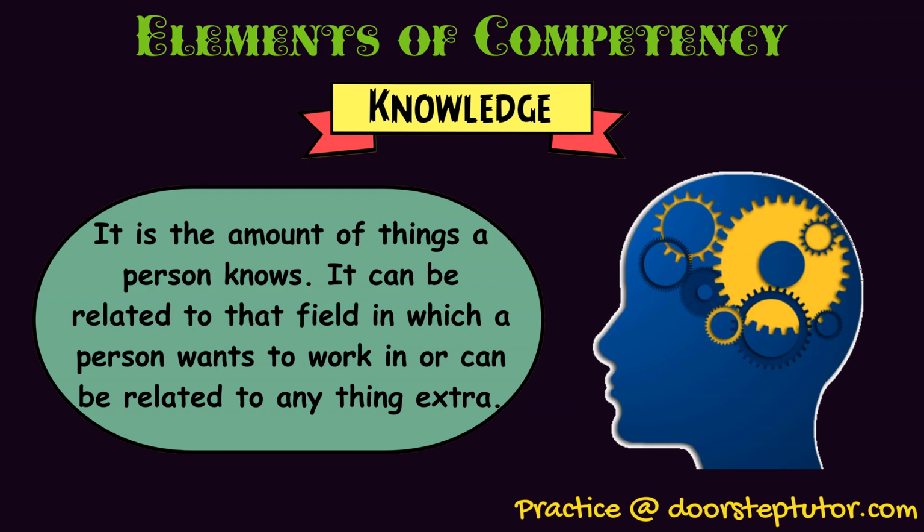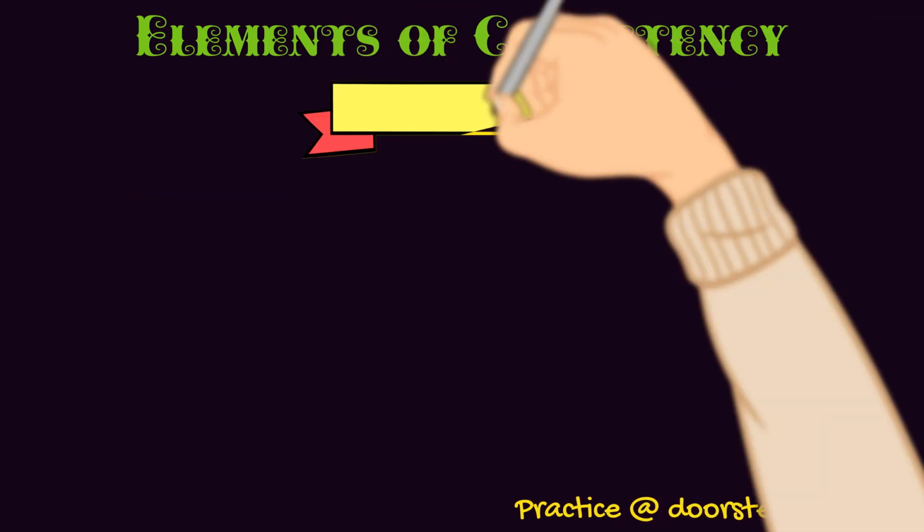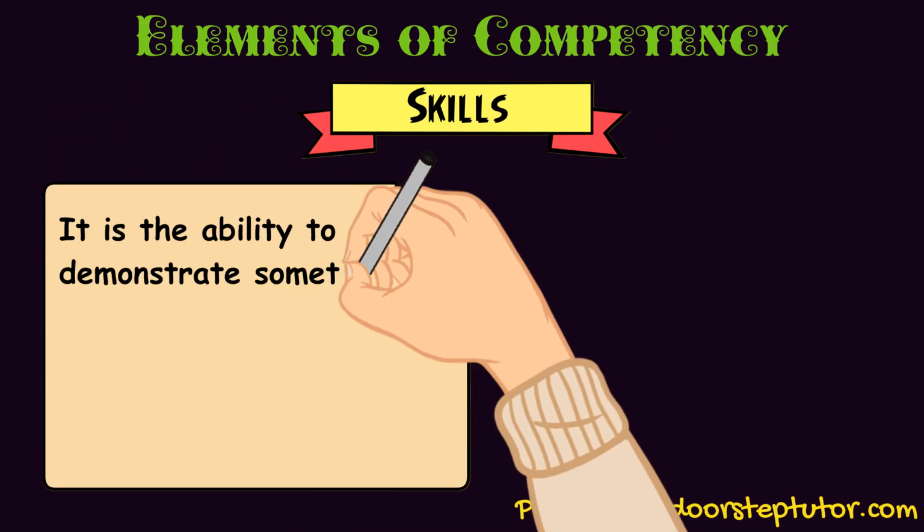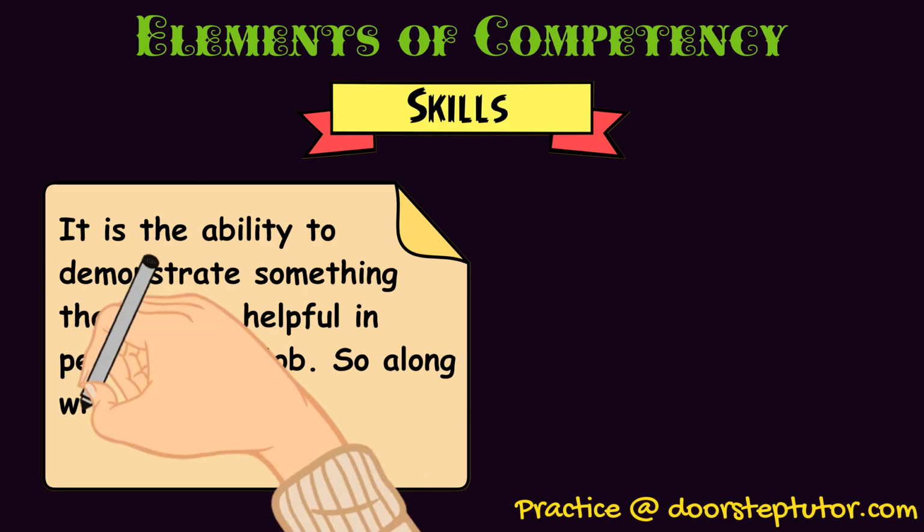But from the competency point of view, we have to have the knowledge of the job in which we are going to go. We have to know what would be the tasks, roles, and responsibilities of that job, and we have to have the knowledge of all those things, right? Then the other one is skills. Skill is basically the ability to demonstrate something that will be helpful in performing a job.